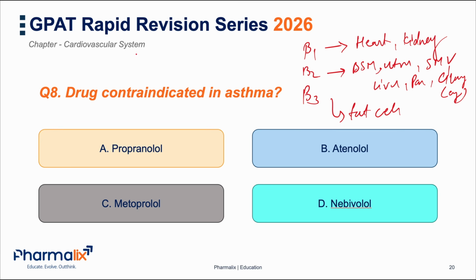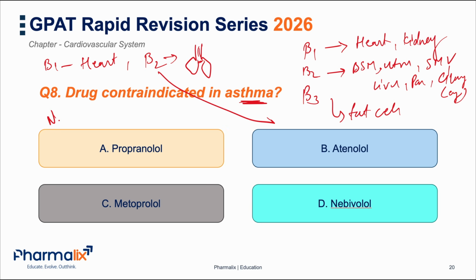We also have a trick. We have one heart, so beta 1 is present at the heart. We have two lungs, so beta 2 is present in the lungs. So any drug which is activating or stimulating beta 2 would be contraindicated in asthma. So there should be a non-selective beta 2 drug which will be contraindicated in asthma.